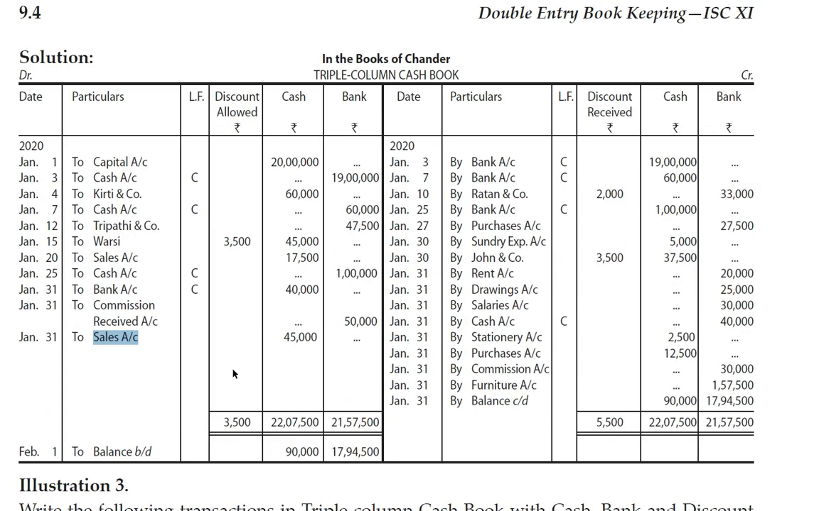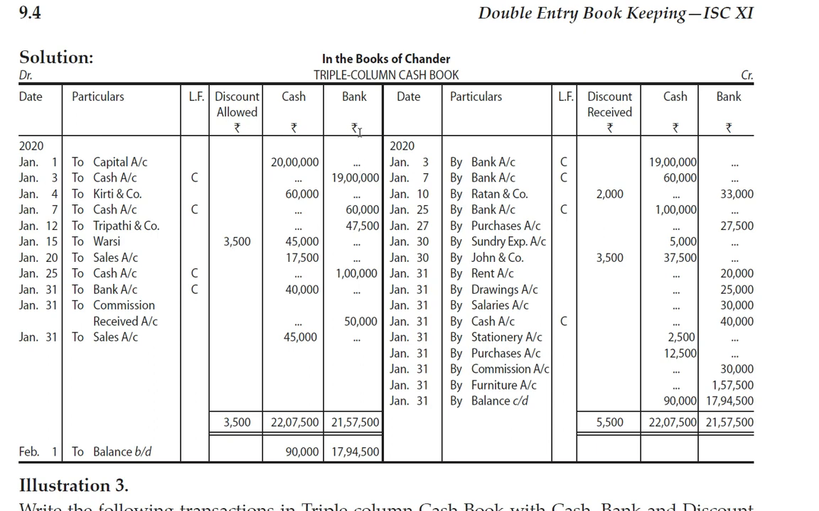Right now what you have to do is make a balance of cash and bank account. Generally in the cash column, the debit side is more than the credit side, so first add the debit side, that is 20 lakhs plus 60,000 plus 45,000 plus 17,500 plus 45 plus 40 plus 45. Just add this cash column and add these cash columns also. Whatever may be the difference, you have to write by balance CD. Similarly, you will do the same practice for the bank.